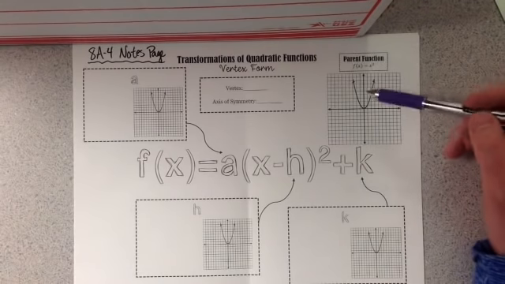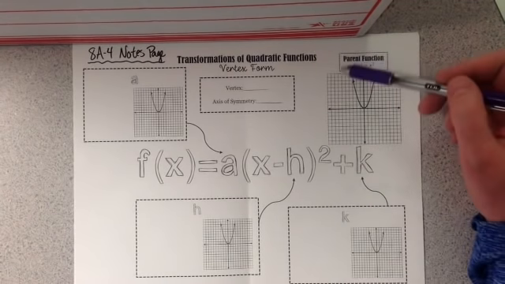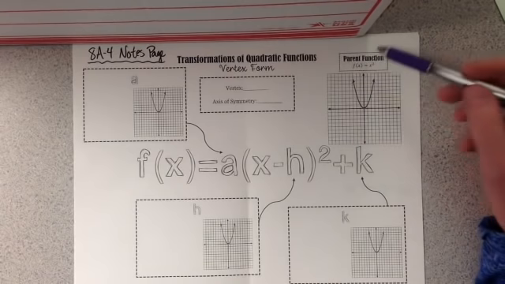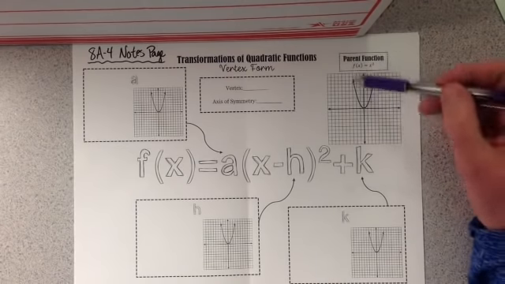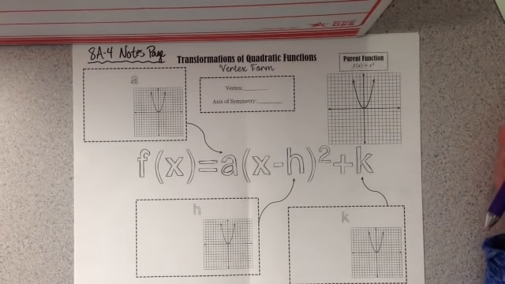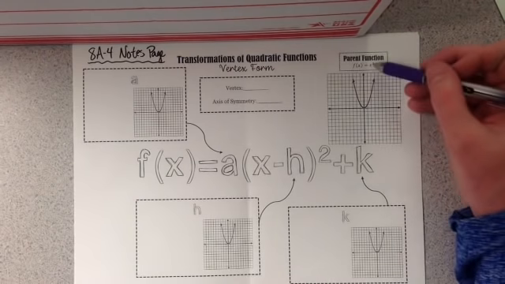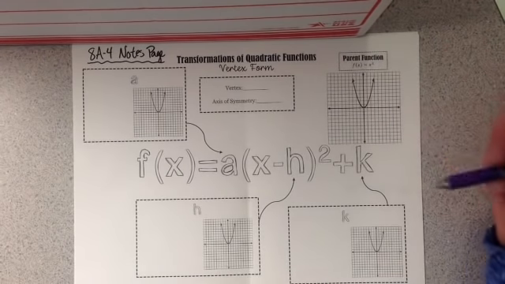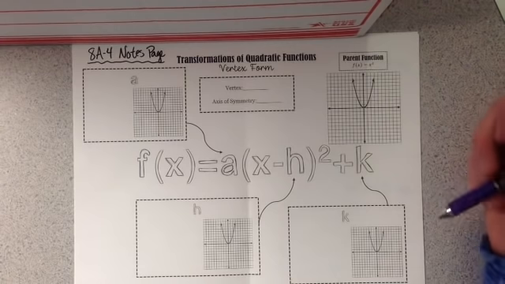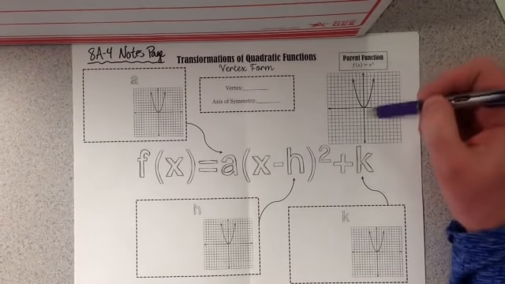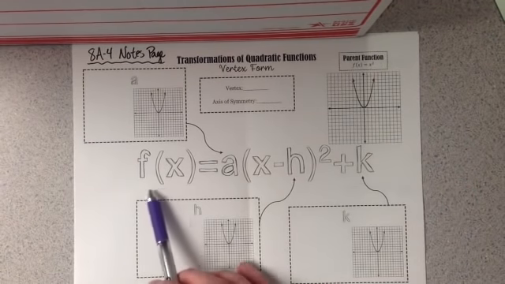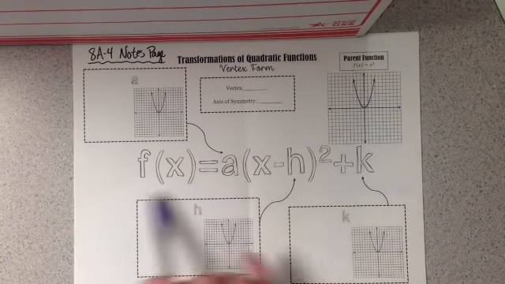So the first thing you want to notice is that the parent function of a quadratic function is f of x equals x squared, and that's the parabola that's drawn right here. It's called the parent function because that's the function that all others are compared to. Okay, so there it is, and we want to make sure that we're looking at vertex form.